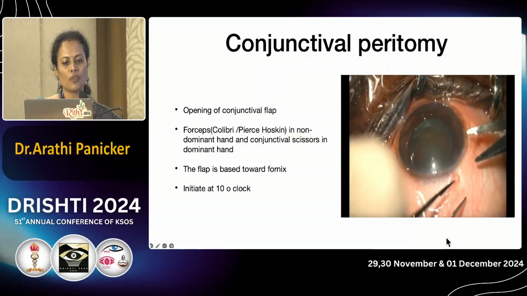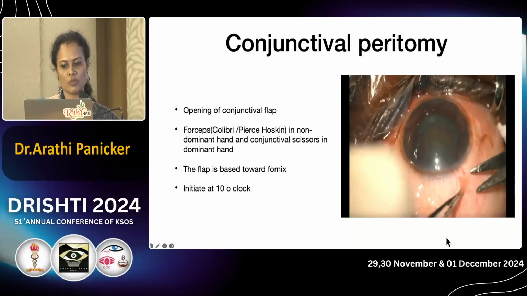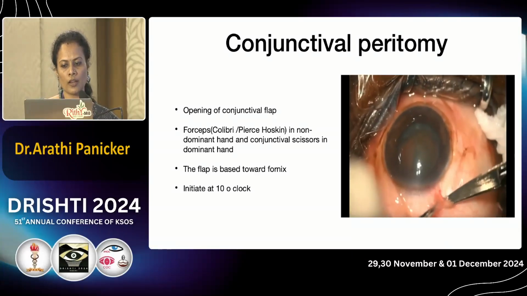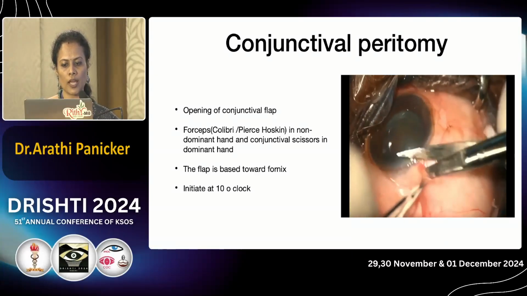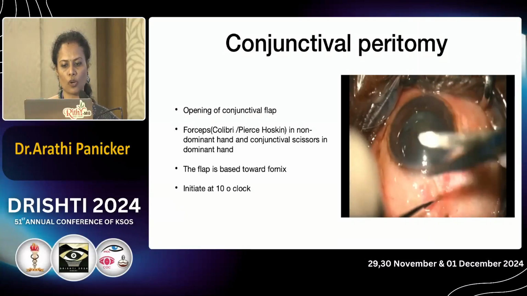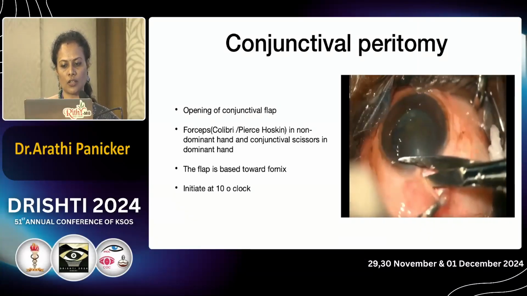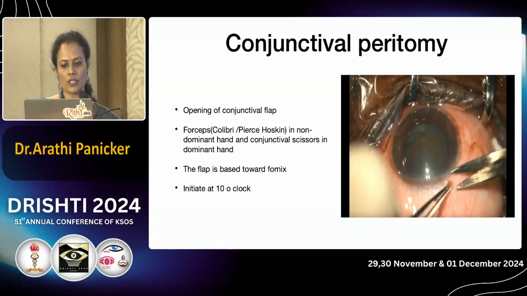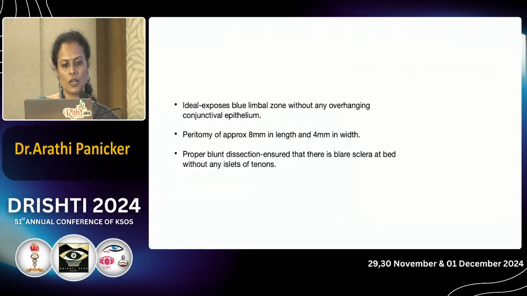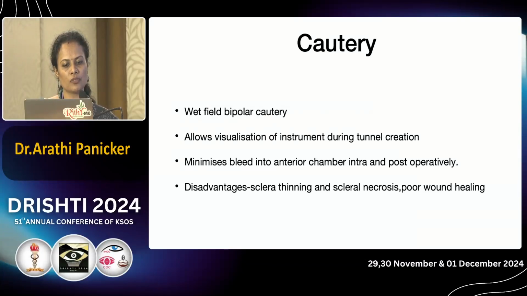This is opening of the conjunctival flap. The forceps is held with the non-dominant hand and the conjunctival scissors with the dominant hand. The flap is based towards the fornix. This should be initiated at 10 o'clock. The ideal conjunctival peritomy exposes the blue limbal zone without any overhanging conjunctival epithelium. The peritomy should be approximately 8 mm in length and 4 mm in width. After proper blunt dissection, there should be bare sclera at the bed without any islets of Tenon's.